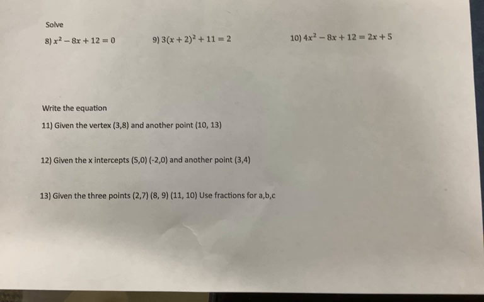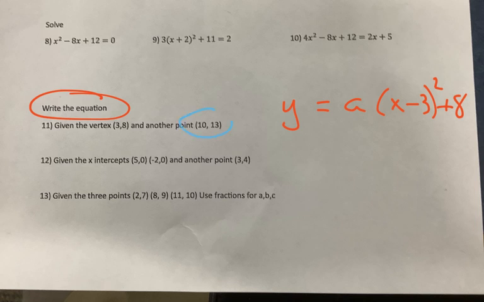Given the vertex, write the equation. So write the equation, so it's vertex form. So it's going to be y equals a times x minus 3 squared plus 8. The question is, what is a? So we're going to plug in the secondary point. So 10, 13. So 13 goes in for y.